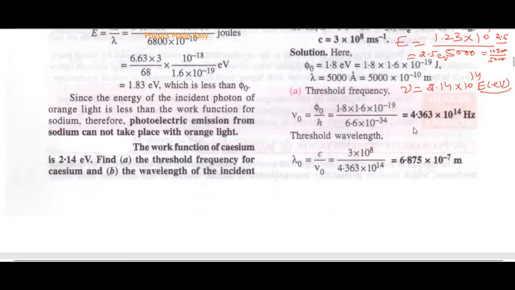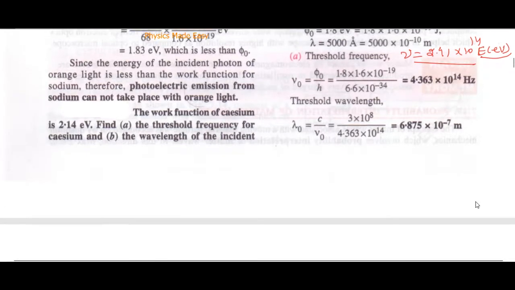So in this way, he has calculated the threshold frequency. A bit of correction here: this is 4.1. A very useful formula for making quick calculations. Another is threshold wavelength. You can calculate all the frequencies, for example, the threshold frequency.